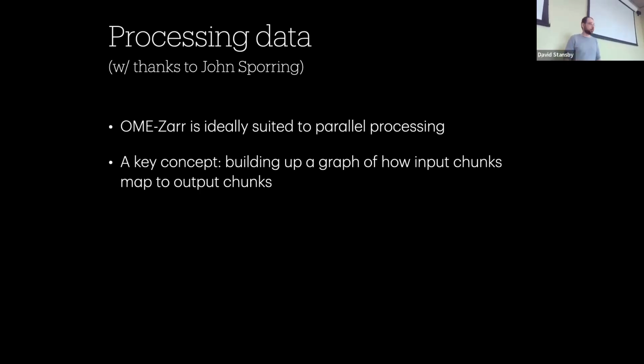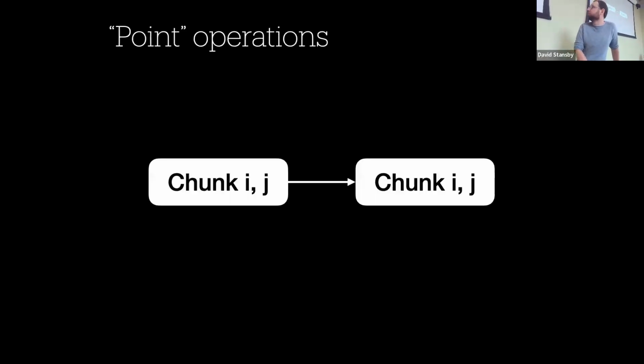This is with thanks to John Sporing, who's at the University of Copenhagen. We have been thinking about this together for a few months. Because your data is split into chunks, it's ideally suited to parallel processing. If you think of converting one image and processing somehow and having an output image, the key thing is mapping from the chunks in the input image to the chunks in the output image.